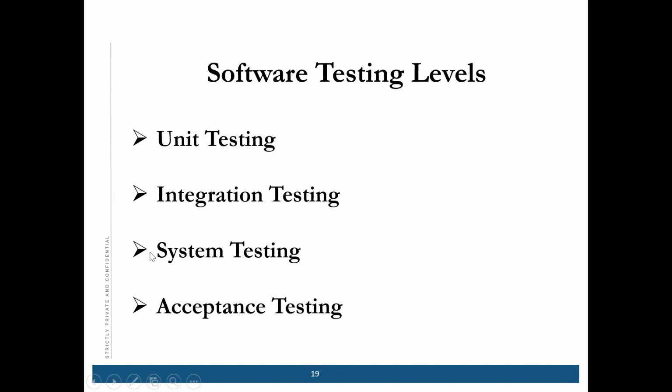Once the user has started using it, the system is formed, all the application has been combined together. Now you do the system testing because your application is ready for the testing part. Then comes the UAT test, user acceptance testing.